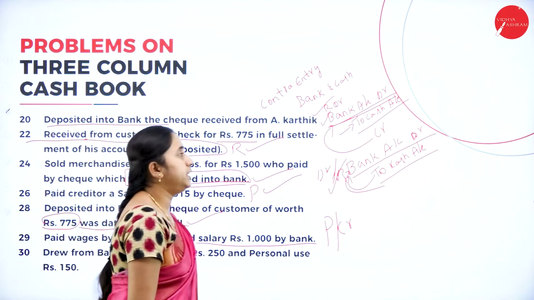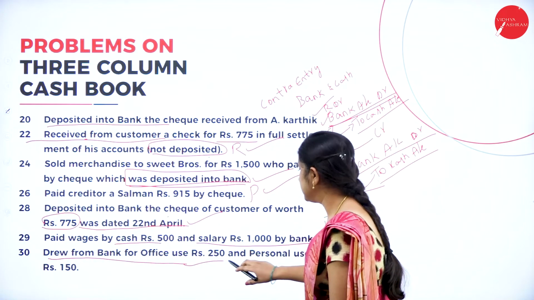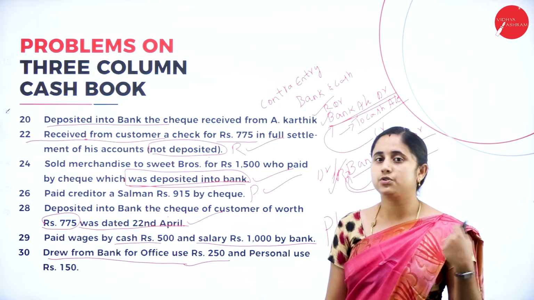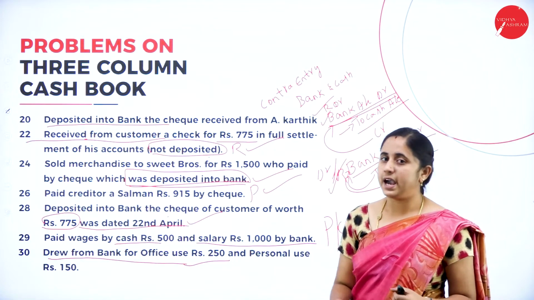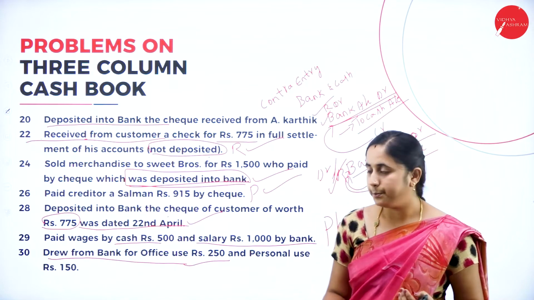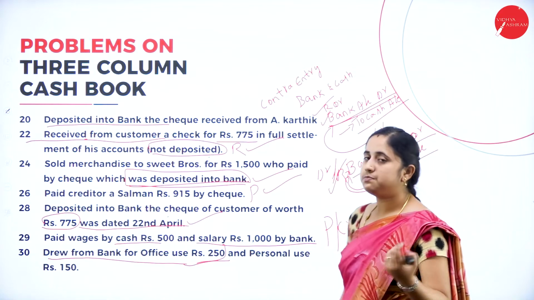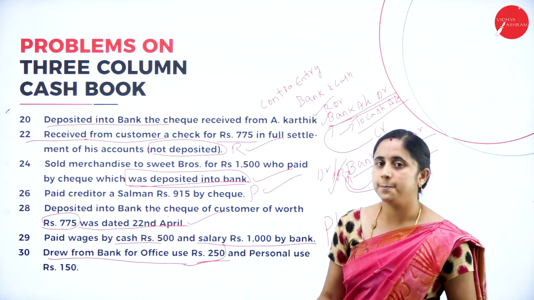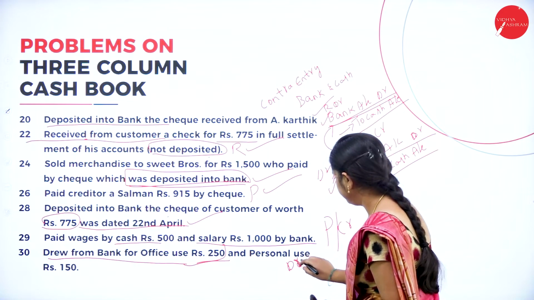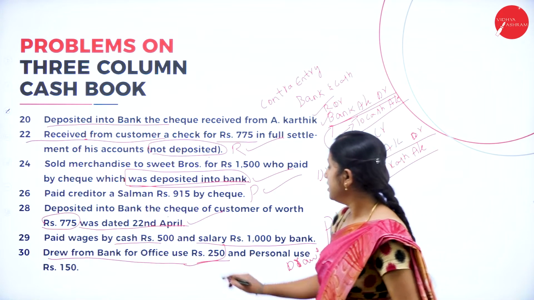Next, April 30th, draw from bank for office use 250. Draw from bank office use. That means you are withdrawing money from the bank for the office purpose but not used. So withdraw cash from the bank. This transaction is withdrawing cash from the bank. And personal use. That means you are using for a personal purpose. Personal purpose is considered as drawings.